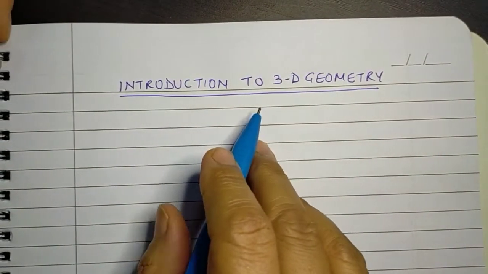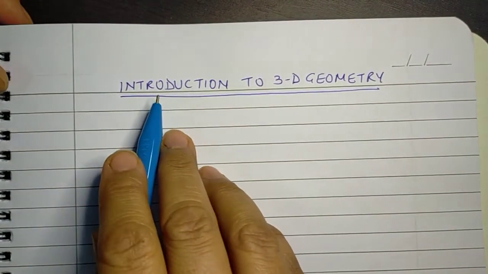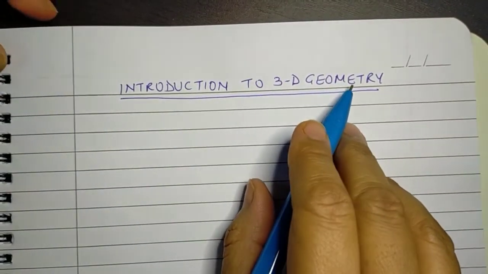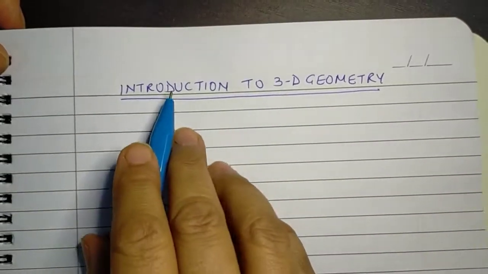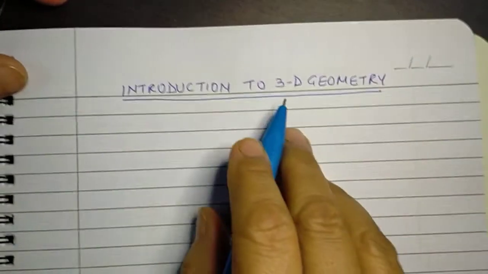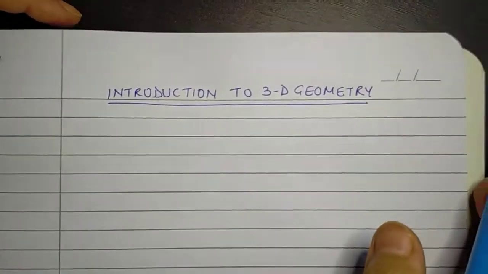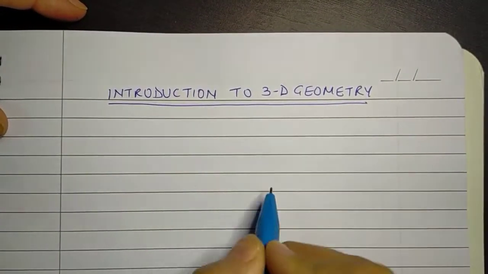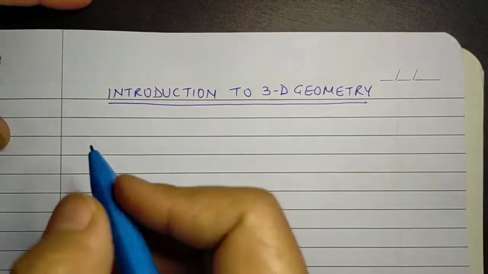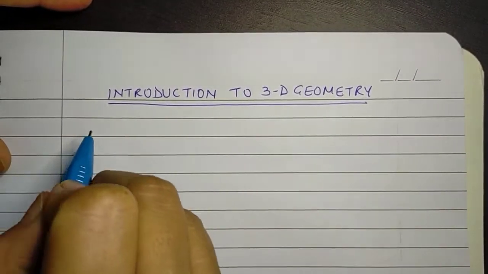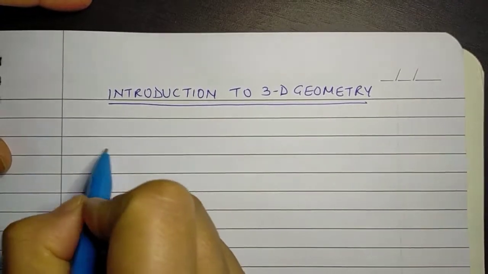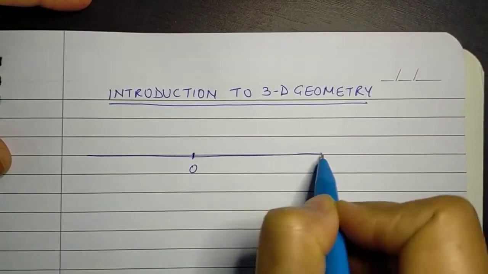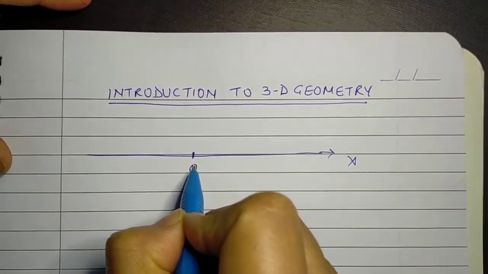Hello students, today we are going to start a very important concept, that is three-dimensional geometry. So we'll be introducing you to the concept of 3D. By now you all know how to find the position of a point in a plane, but let's start from the very beginning. Towards the beginning you were told how to find only points lying on a number line with respect to a fixed point.